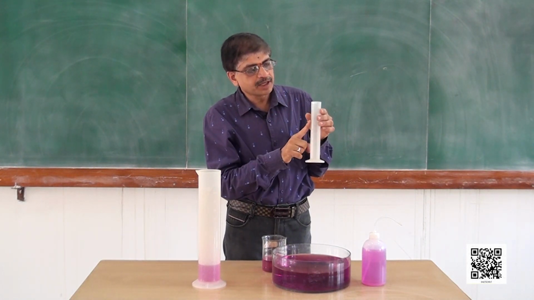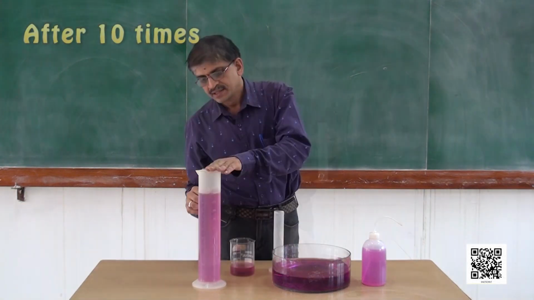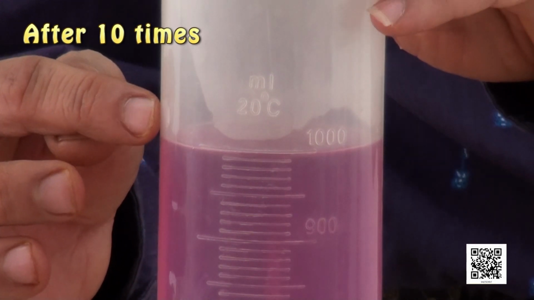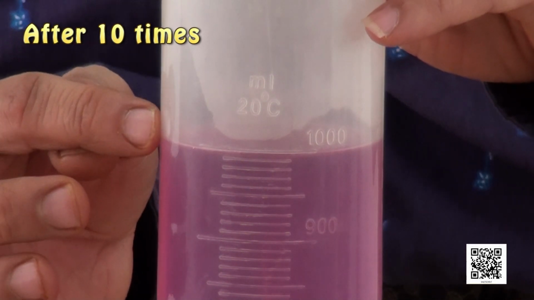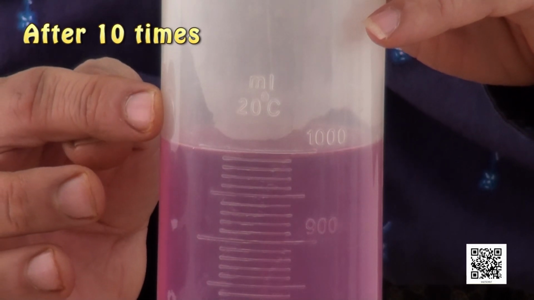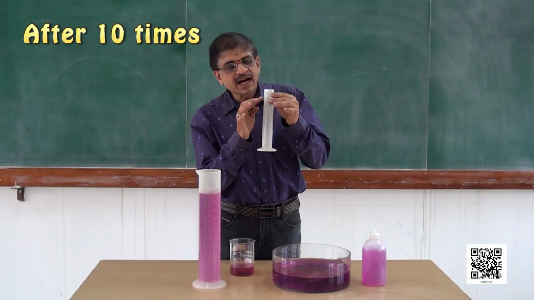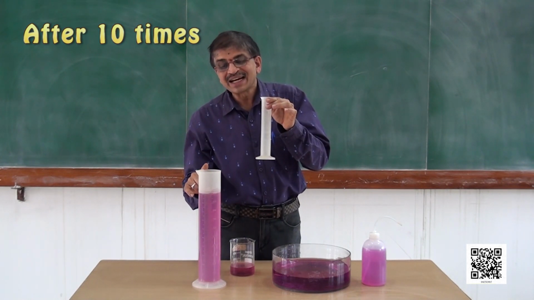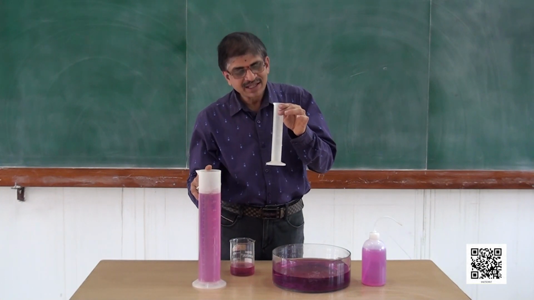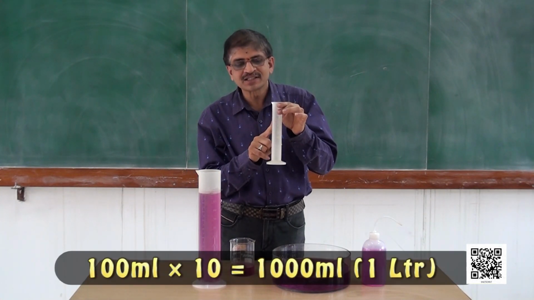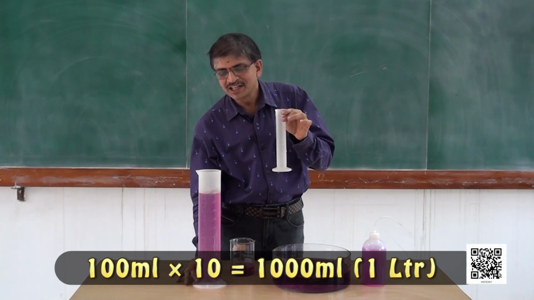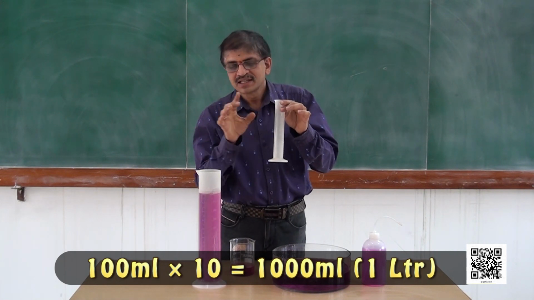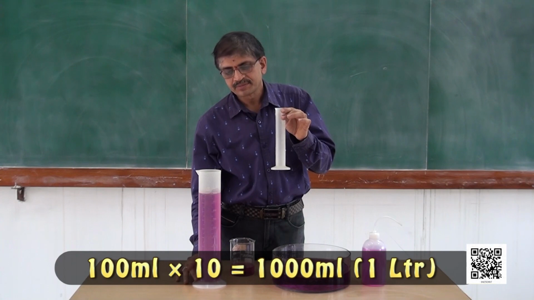Again, we fill this 100 milliliters with water. Children, observe carefully. Water level reached in this cylinder up to 1000 milliliters. So, this is 1000 milliliters water. What we did? We poured with 100 milliliters cylinder into this 1000 milliliter cylinder 10 times. That means 10 times of 100 milliliters is equal to 1000 milliliters. That is nothing but 1 liter.